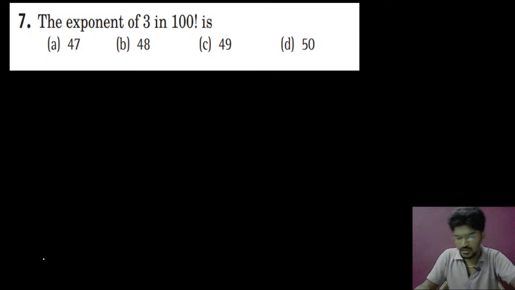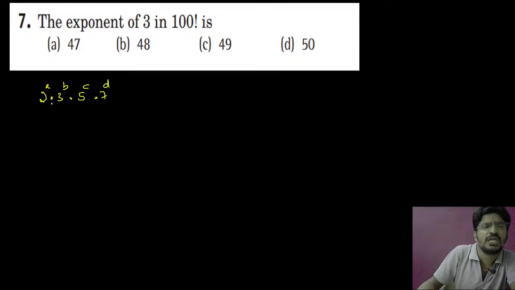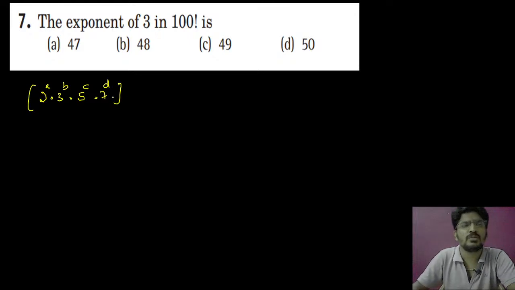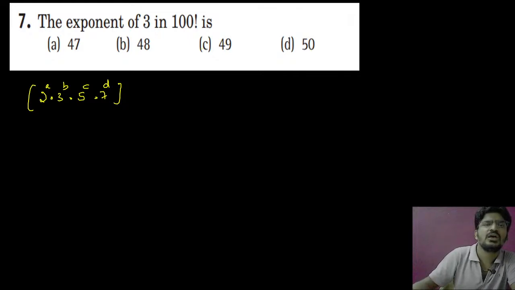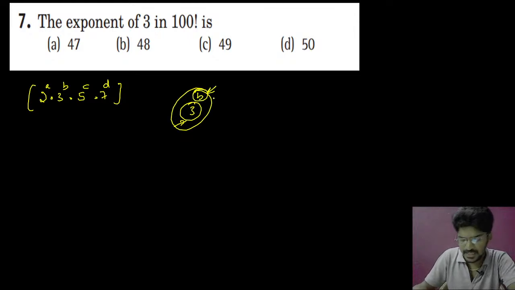Here 100 factorial can be written by prime factorization as 2 to the power of a, 3 to the power of b, 5 to the power of c, 7 to the power of d, like this. Okay, this is called prime factors of 100 factorial. You have 3 here, that is a prime number, and you are finding 3 to the power of b, and you are finding specially b, that is the exponent.